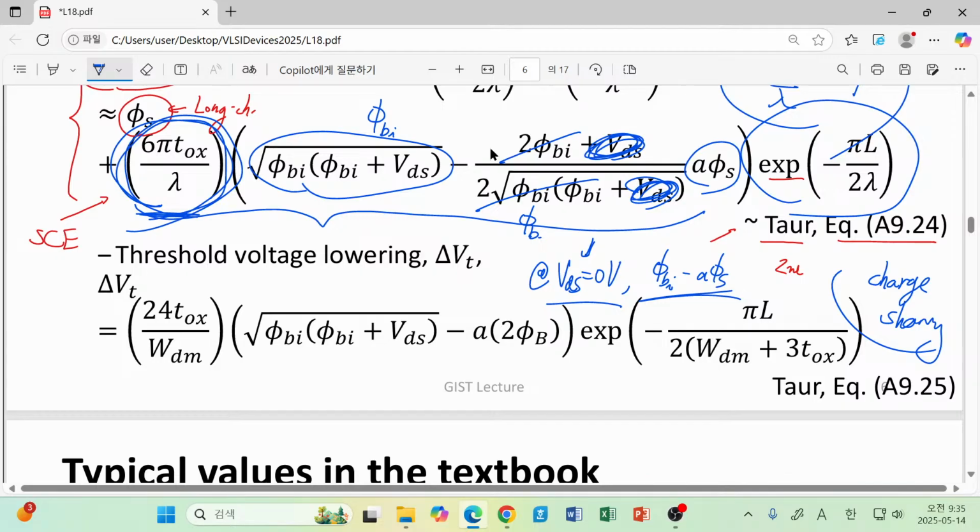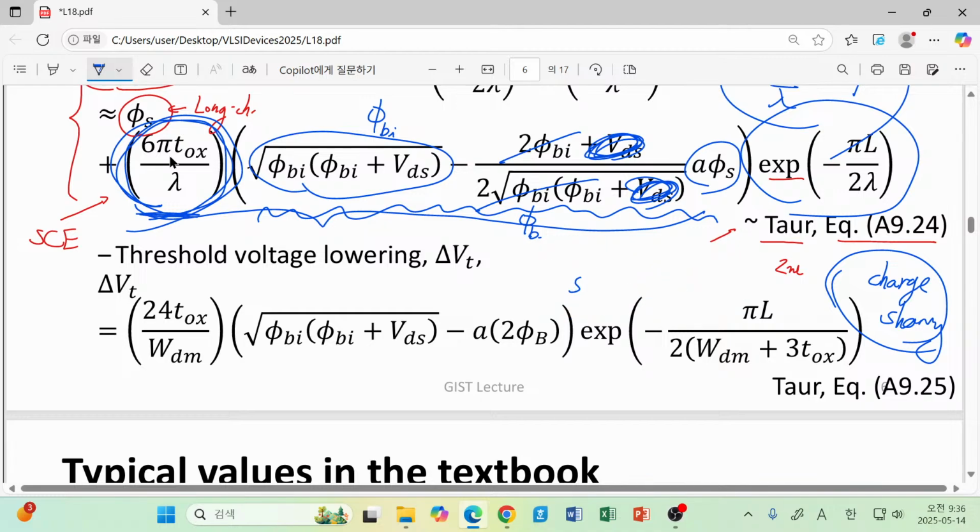The first one was explained as a charge sharing effect, and the second one was called DIBL. How can you consider DIBL in this case? The dependence of this coefficient on drain voltage can be regarded as DIBL. And another one is, even at 0 drain bias, we still have a remaining term corresponding to the B1 coefficient and B2 C1 coefficient. This is corresponding to the charge sharing.